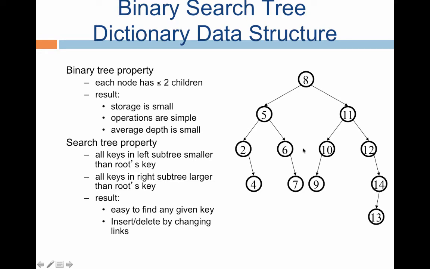For example, if you look at 6, all the nodes which are to the left of 6, of course that's an empty set, are smaller than 6. It's an empty set, so it's fine, the statement is true. All the nodes which are to the right of this particular node, that is here 7, is more than 6. Same is true at 5. All the nodes to the left of 5, that is 2 and 4, are smaller than 5, and all the nodes to the right of 5 are larger than 5, that is 6 and 7. This property is respected at every node.